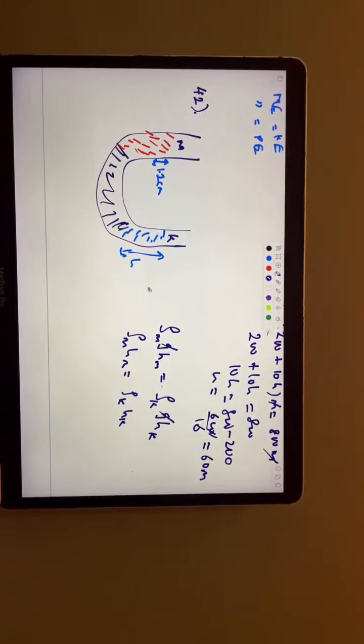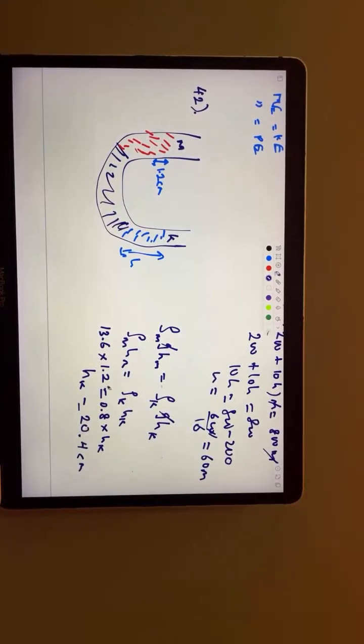To do that, we just slot everything inside. So we have density equals 13.6 for mercury, times this thing was 1.2 centimeters, equals density of kerosene, which is 0.8, times height of kerosene. If you solve this very well, you get 20.4.